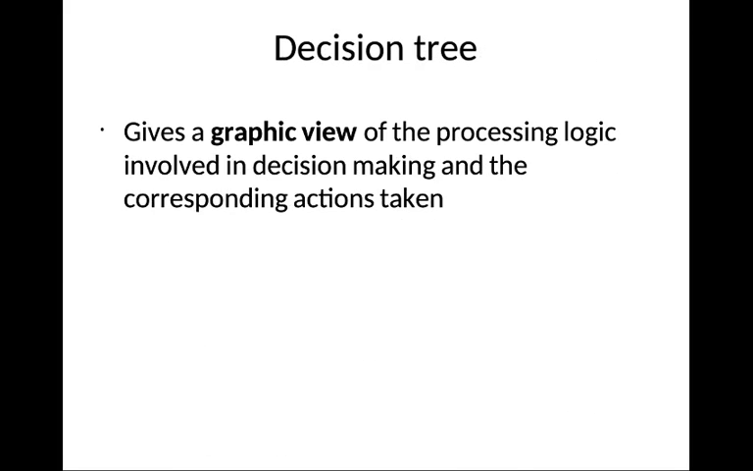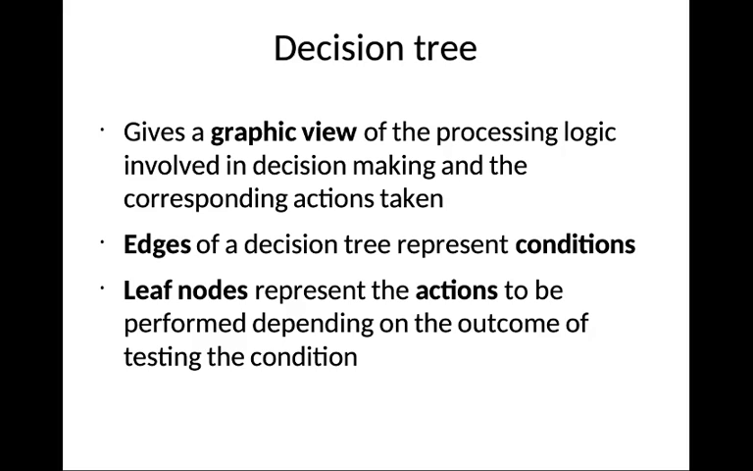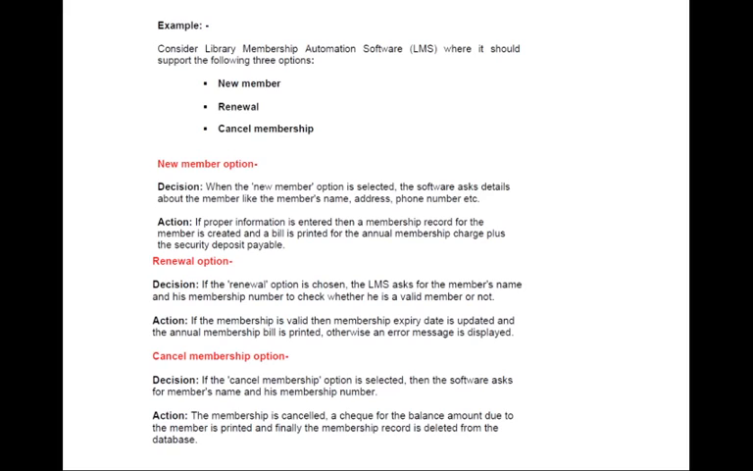A decision tree is actually a graphical view of the processing logic involved in decision making and the corresponding actions that should be taken. The edges of a decision tree represent conditions, and the leaf nodes represent the actions to be performed depending on the outcome of testing the condition. I will show an example, then you will understand what this decision tree is.